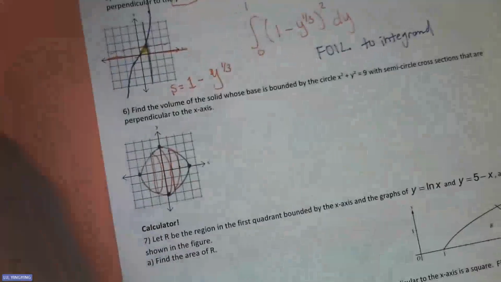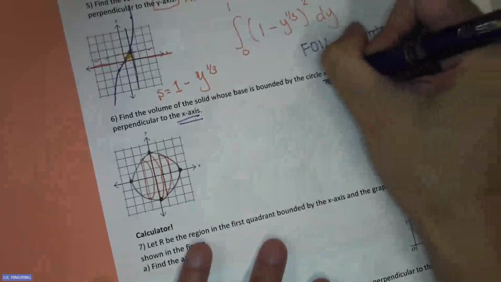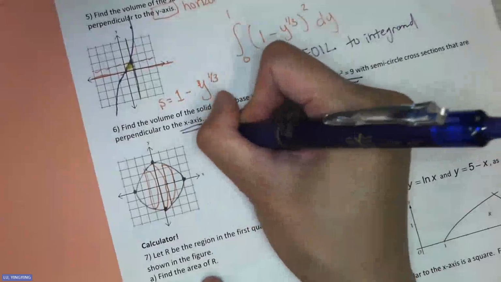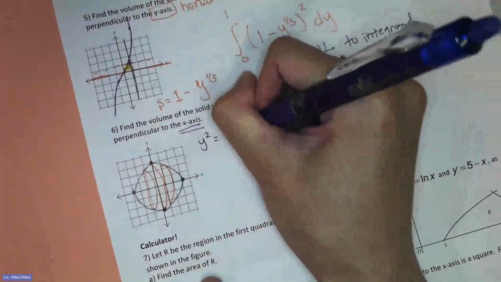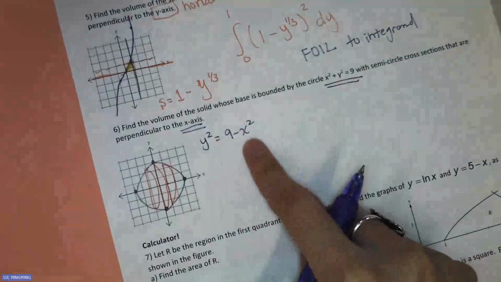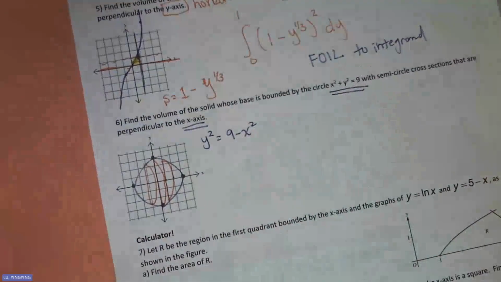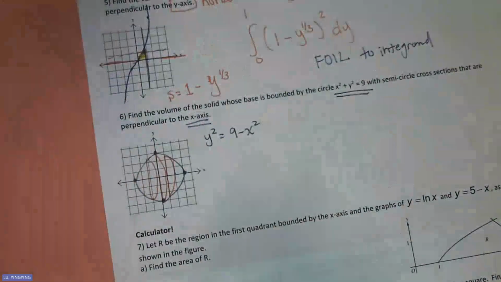So first things first, we want perpendicular to x, right? So we need to solve in terms of y equals something in x. So y squared is 9 subtract x squared. You have to have an equation. Our equation is in terms of x and y both, which is not good. We want the equation in terms of x because we want a perpendicular, vertical slice.